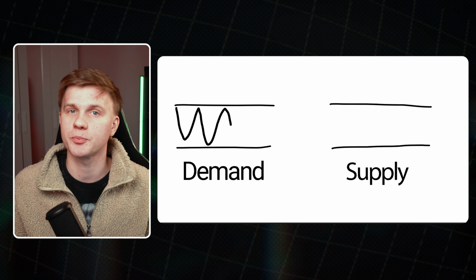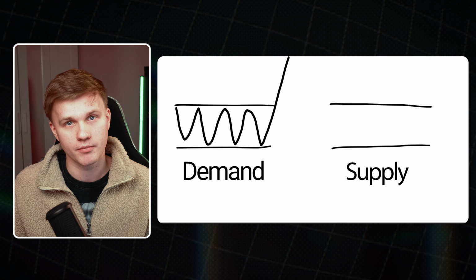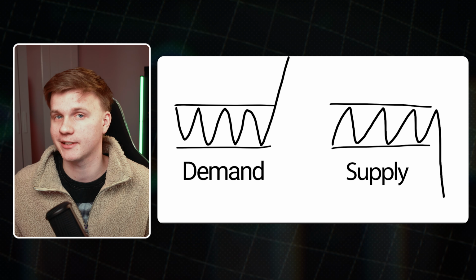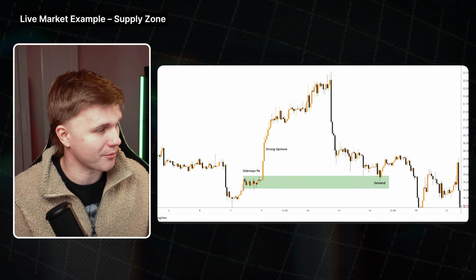One more fundamental concept related to ranges involves two key elements: supply and demand. These terms can have various meanings, but here's how I approach them in the market. Supply and demand zones are areas of sideways price action that occur before a significant move, either up or down. Demand is the sideways price action before a pump. Supply is the sideways price action before a dump. Simple. And here is an example in the live market.